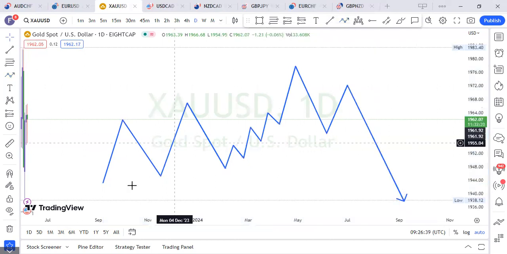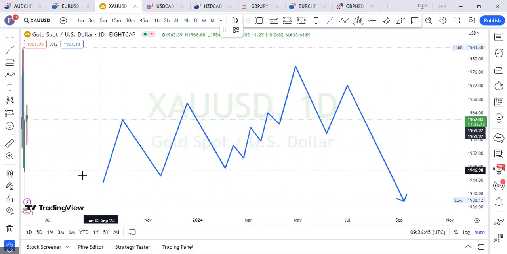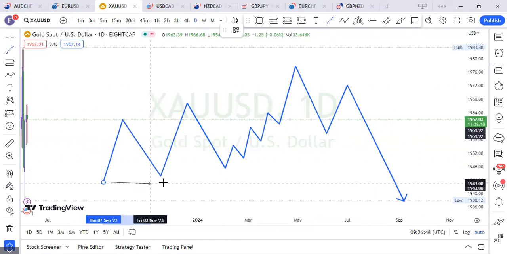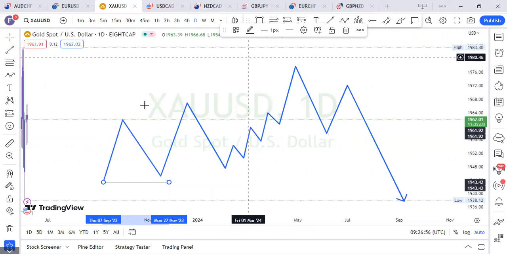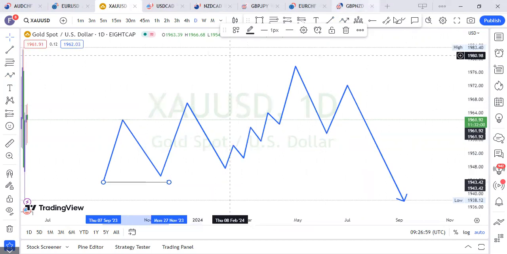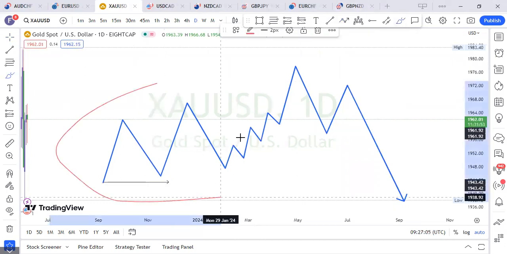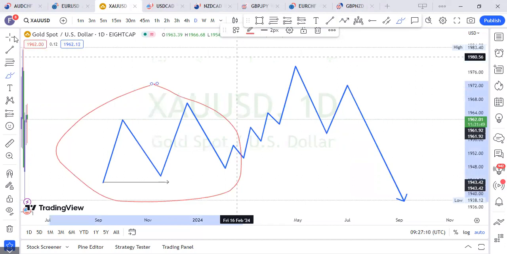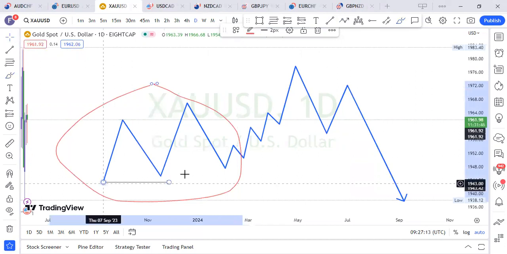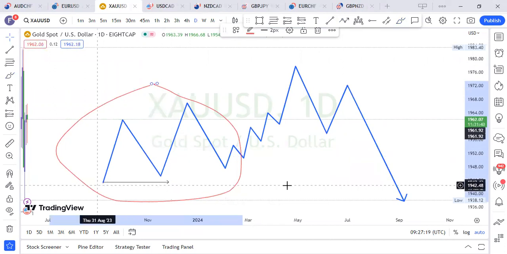Do we consider here as a break of structure to the downside? Yeah, we consider it because this is where you are currently looking at this market right now. You're looking at this market between this range. So will you consider here a break of structure? Looking at this price range, just where I mark this red circle, will you consider here a break of structure?